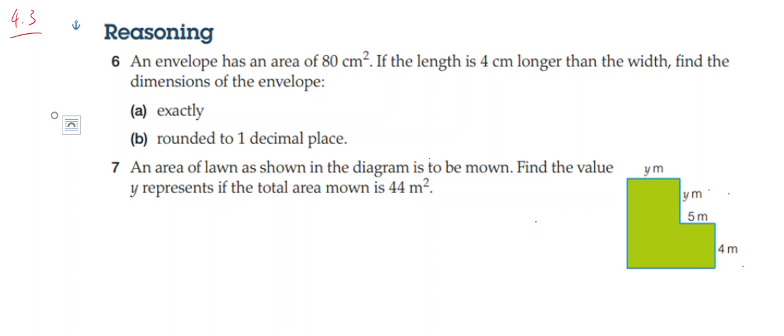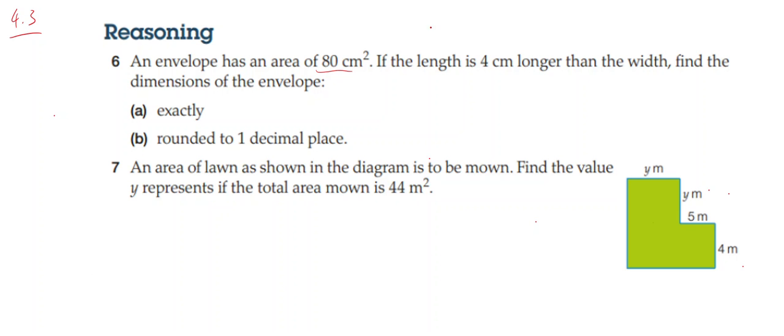So question 6 is asking you that an envelope has an area of 80 centimeters squared if the length is 4 centimeters longer than its width. Find the dimensions of the envelope.